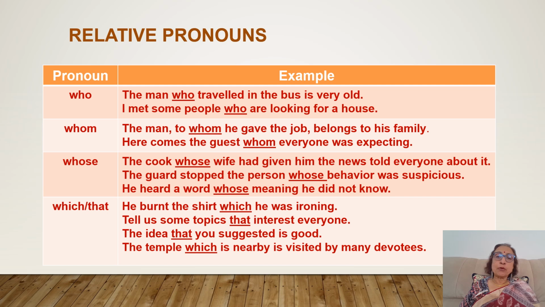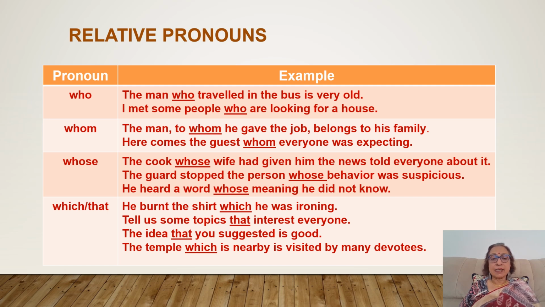Because the relative pronoun should be immediately next to the noun it refers to or pronoun it refers to. If you put the relative pronoun far away from the noun or pronoun to which it refers, then that is a wrong sentence. This is where many mistakes are made in the use of pronouns. So we have to understand that such a use is not allowed. So you have to use to whom.